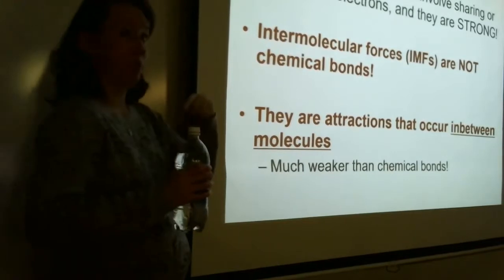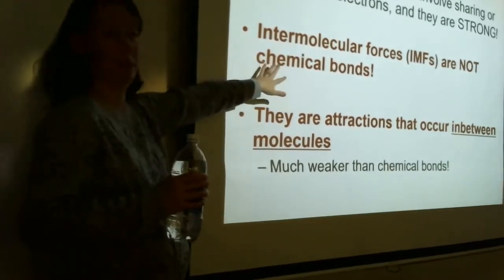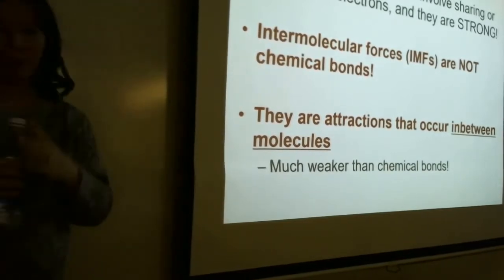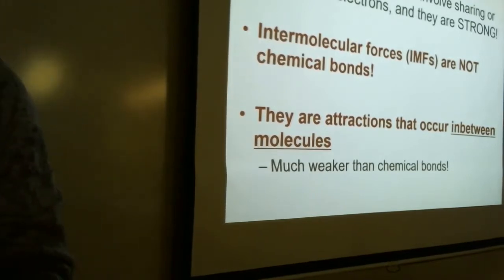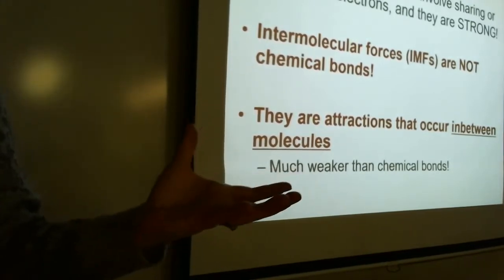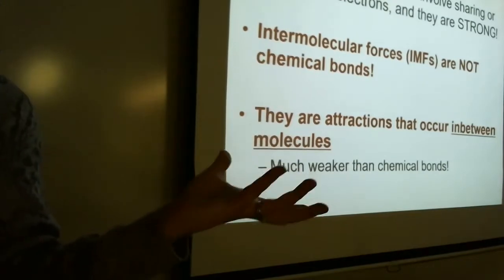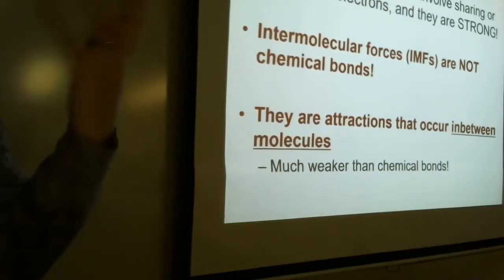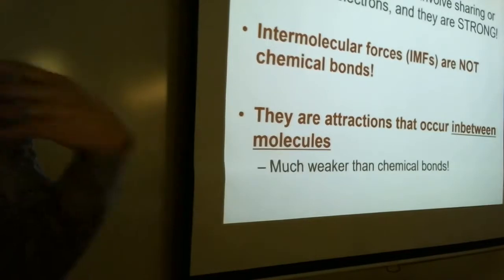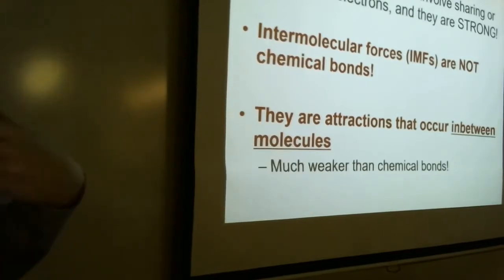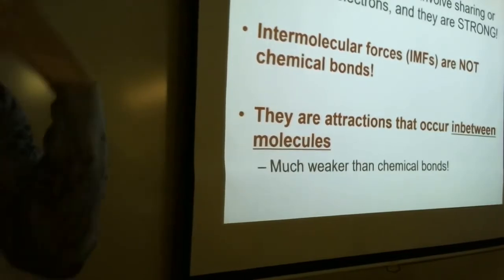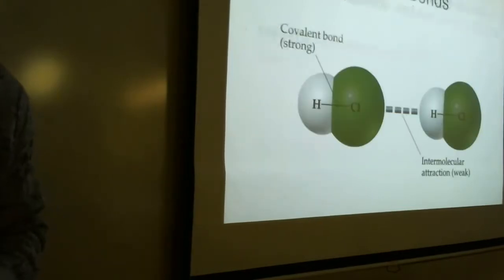I'm not breaking bonds. I am overcoming those IMFs, though. These are just attractions. So it's like flirting versus being married, right? When you're flirting, I guess it could affect your marriage, but that's not permanent. If you're married, that's permanent. It takes a lot more energy to get divorced than it does to stop flirting with someone.